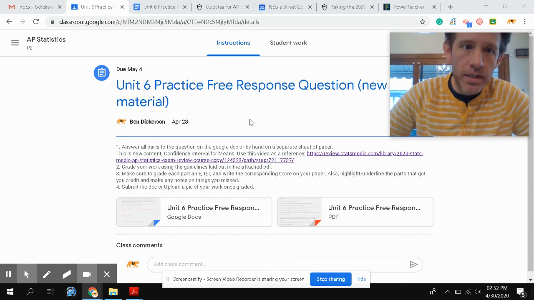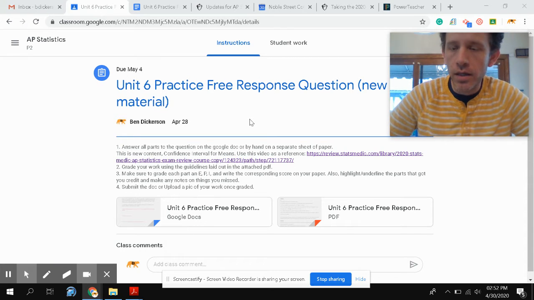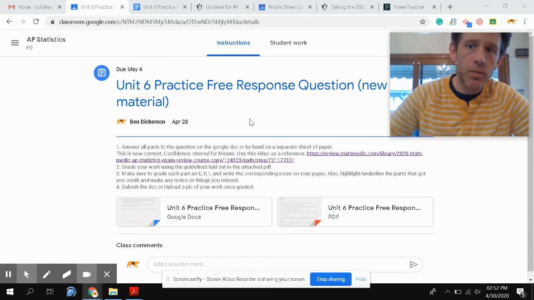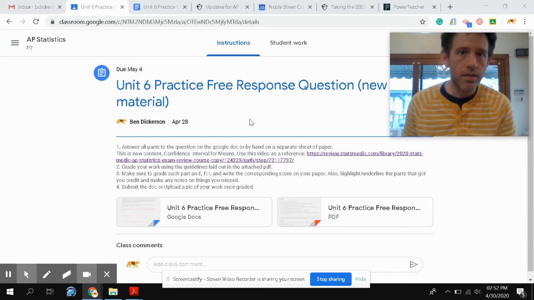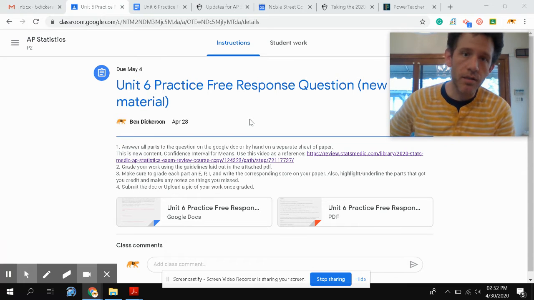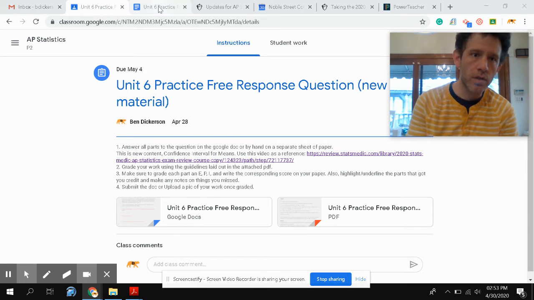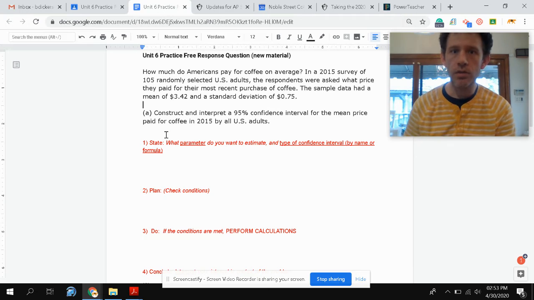So which one is it? It's the Unit 6 practice free response question. It is a confidence interval, so that's not new. The only difference this time is that it is a sample mean instead of a sample proportion. So what does that question look like? And how do I know it's different?